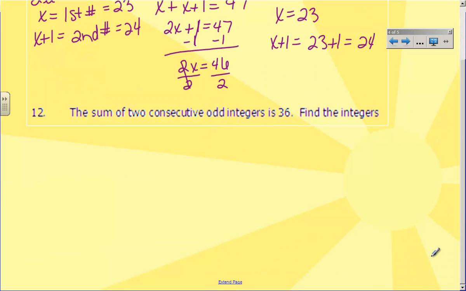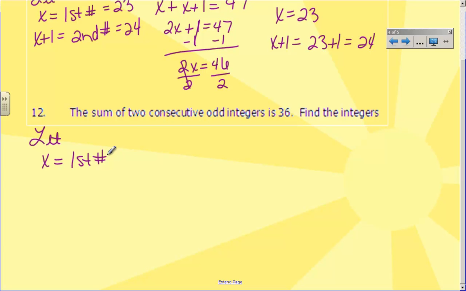So the next one, I have the sum of two consecutive odd integers, and their sum is 36. We've got to find the two integers. Again, we're going to write let statements. Whenever you have consecutive integer problems, one of them is almost always going to be x. So we're going to say x is the first number. Unless they give you information about both of them, one is x.